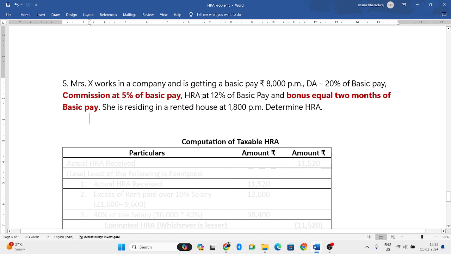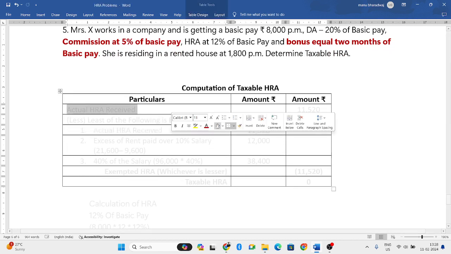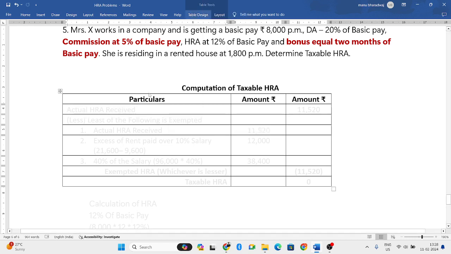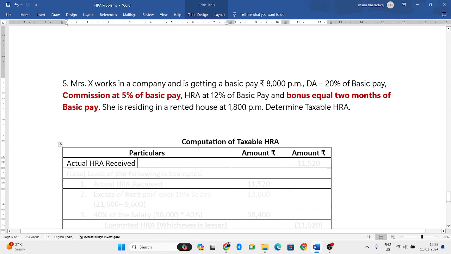She is residing in a rented house and it is 1,800 per month. Okay. Determine taxable HRA, taxable house rent allowances. So this is a table, 3 columns you have to take. First you have to take taxable HRA. First is actual HRA received. They have not given actual HRA. We have to find out.